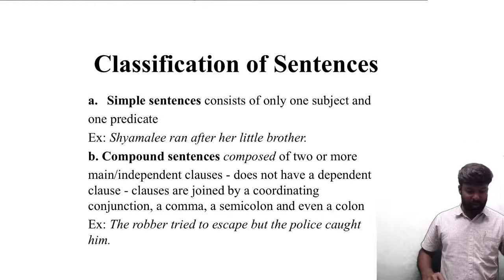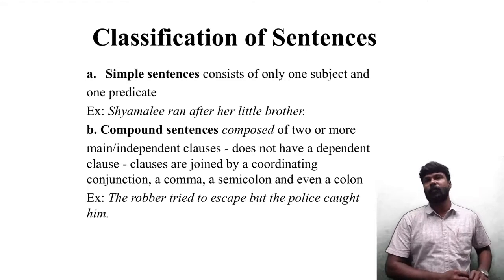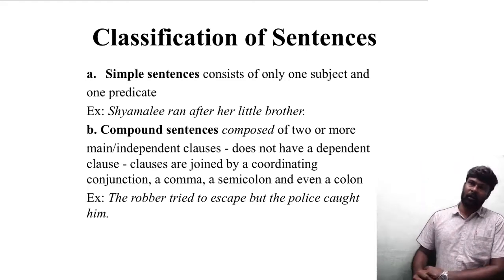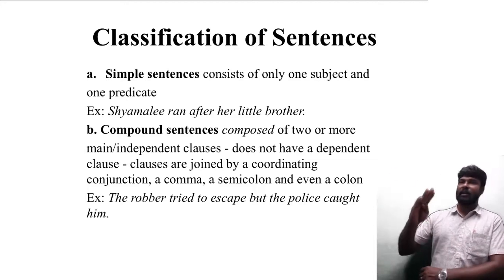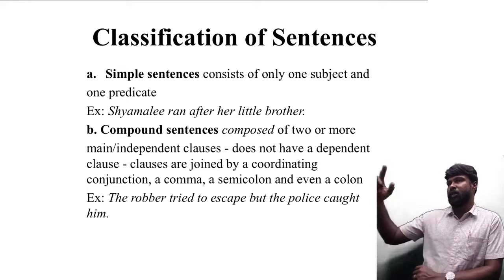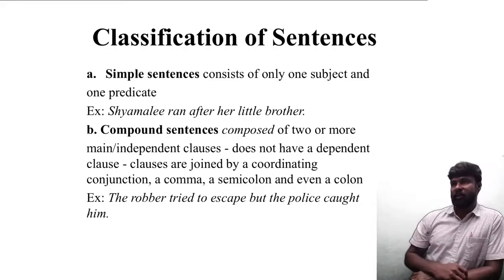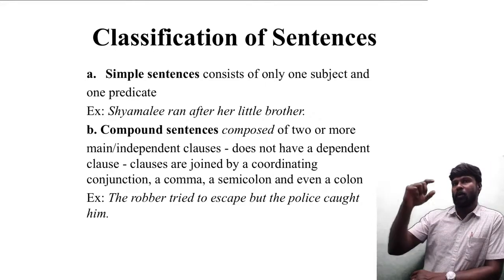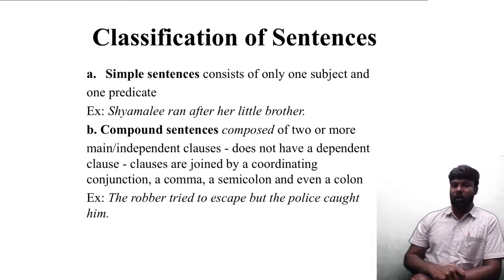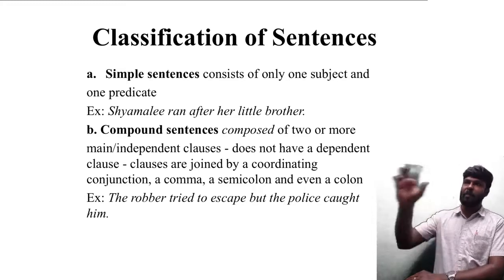Let's move on to the next subtopic, classification of sentences. So there are four different types of sentences when it comes to classification. What we saw earlier was four different types of sentences. Here it is, four different classifications of sentences. Okay, so look at the first one. It says the first sentence is a simple sentence.